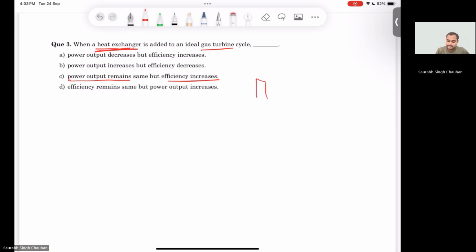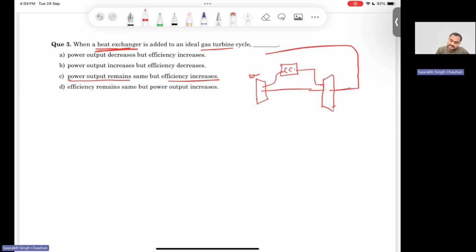Okay, there will be a compressor, then there will be a combustion chamber. From the combustion chamber, hot gases will be expanded in a turbine. Those hot gases will be passed through a heat exchanger. So this gas will go into the heat exchanger.